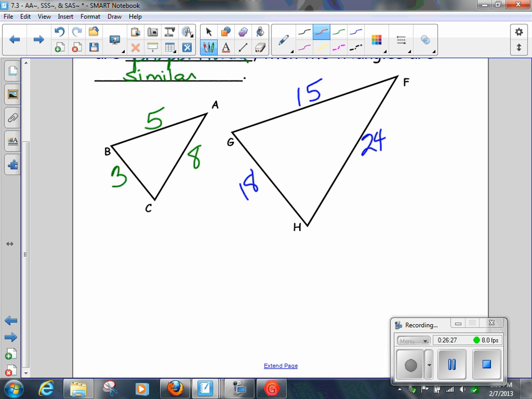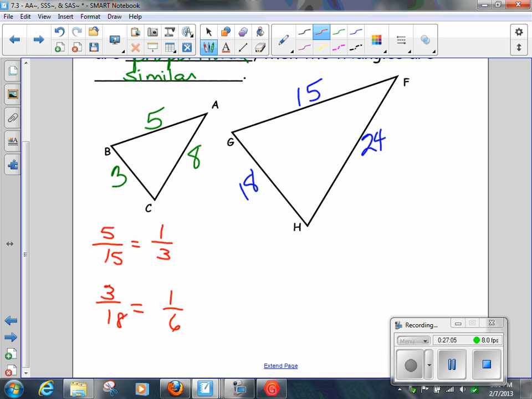The way they're sitting right now, if I were to start over here with the little one, 5 over what? 5 corresponds to what in the other triangle? 15. Well, that reduces to 1/3. Do you guys agree with that? All right, 3 corresponds to what in the big triangle? 18. Oh, that's 1/6, isn't it? Hey, do my fractions match? No, they don't match.